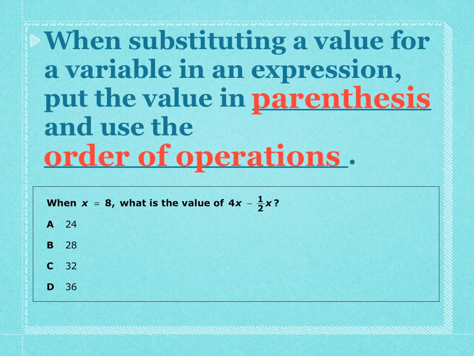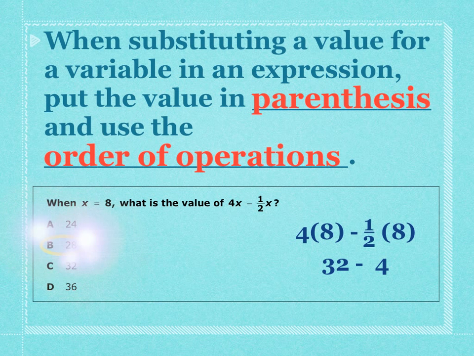So if you look at the first example, it says when x equals 8, what is the value of 4x minus 1/2 x? Well, in the expression 4x minus 1/2 x, there's 2 x's, and then they've told me what they want me to substitute for x, which is 8. So all I'm going to do is keep 4 and the minus 1/2 and plug in my x's in parentheses. So I have 4 times 8 minus 1/2 times 8. Well, 4 times 8 is 32, and then half of 8 is 4. So now I just have to do 32 minus 4, which is 28. So my answer is B.